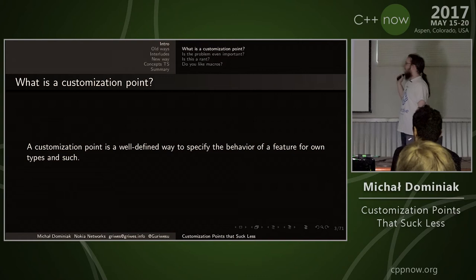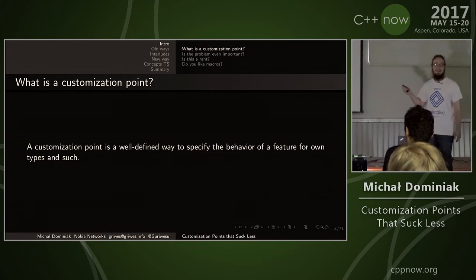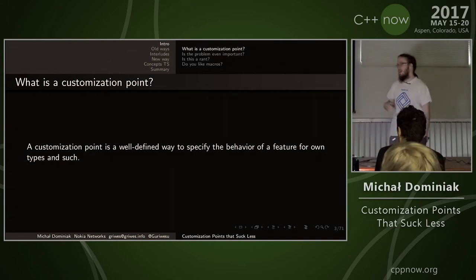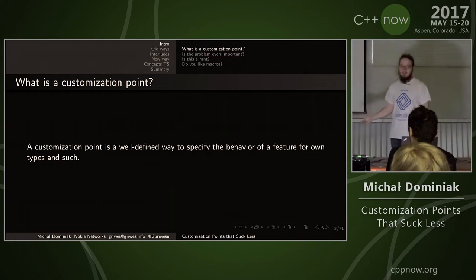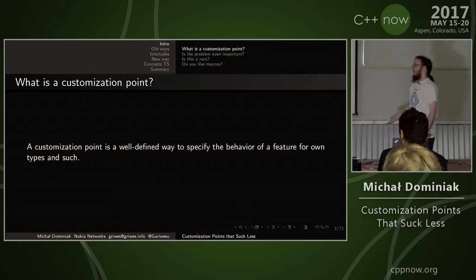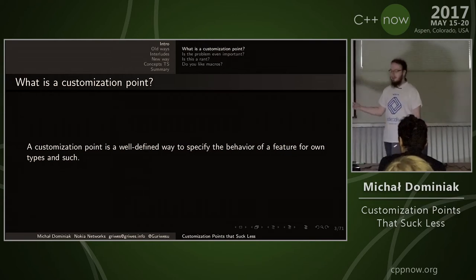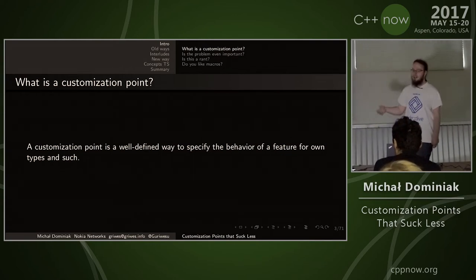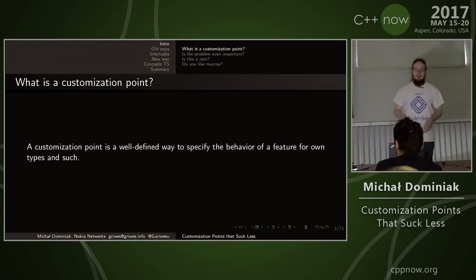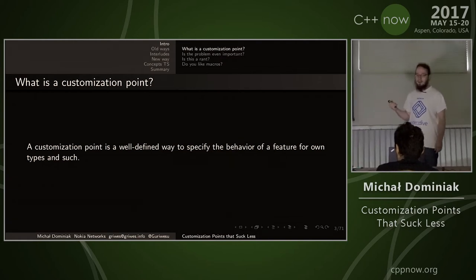Okay, so what is a customization point? A customization point is basically anything that allows us to plug some custom behavior into a facility that exists. So this could be an associated type, a function that should do something specific for our type, whatever. It's something that allows us to customize the behavior.